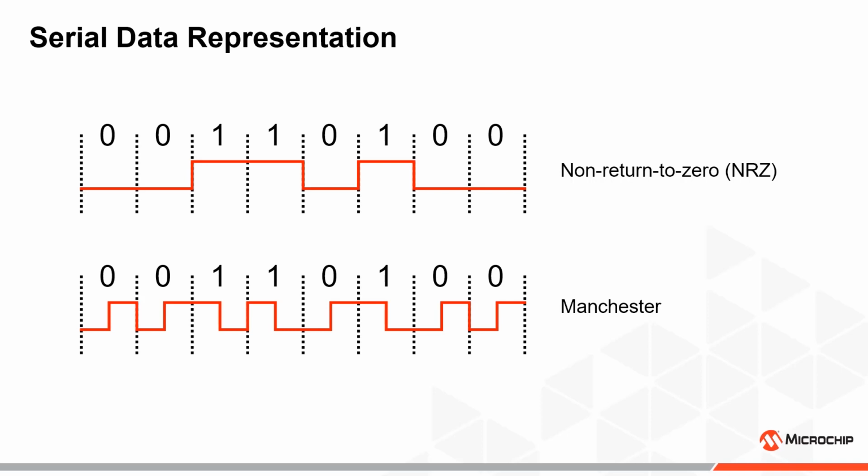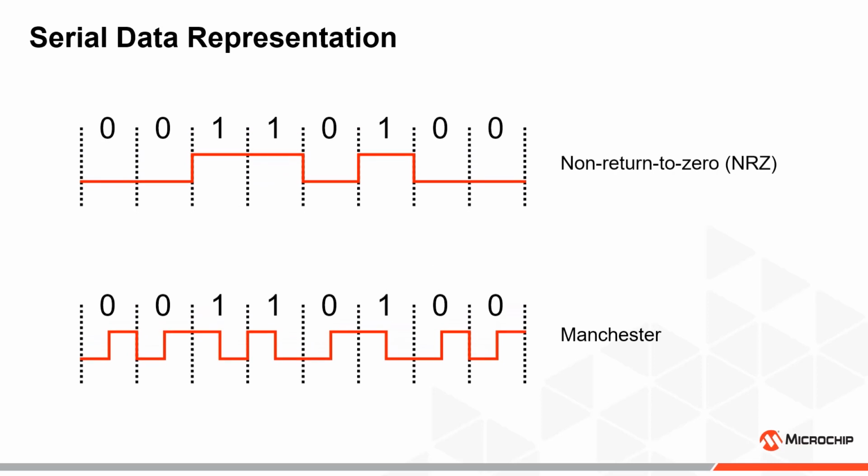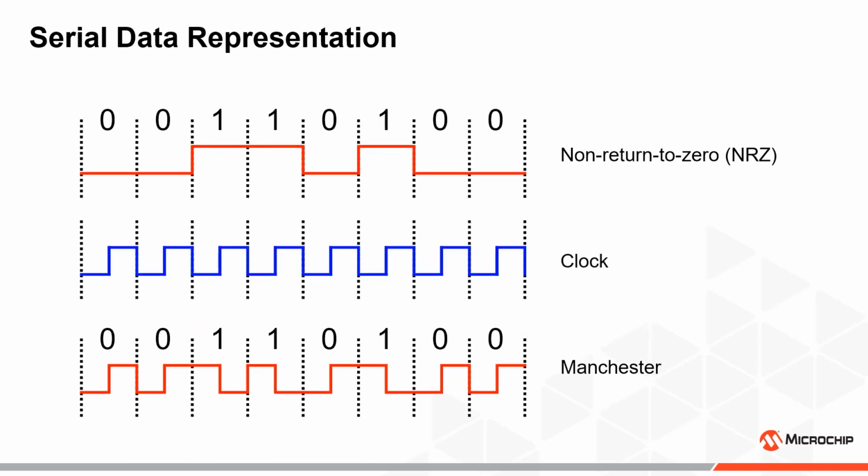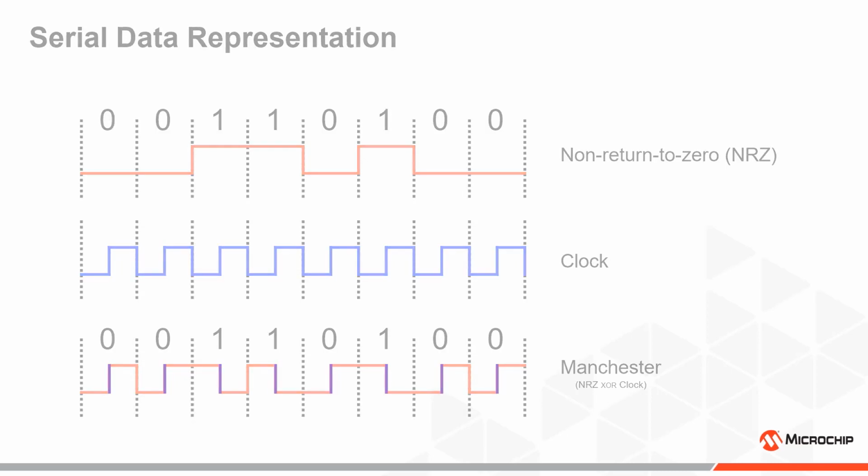Here is an example showing the same bit sequence represented in both encoding schemes. If we compare the Manchester encoded signal with the clock signal used with the NRZ encoding, we see that the Manchester encoded signal always has a transition when the clock has a rising edge. The clock signal can therefore be extracted from the Manchester encoded signal. Note also that we can generate the Manchester encoded signal by performing a logical exclusive OR operation on the NRZ and clock signals, which we will use shortly.